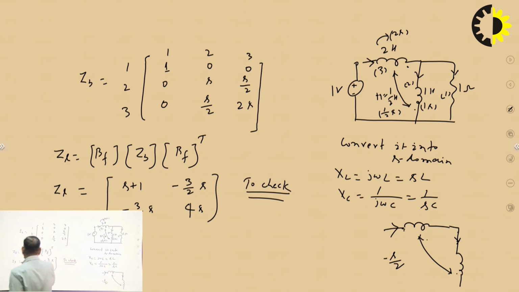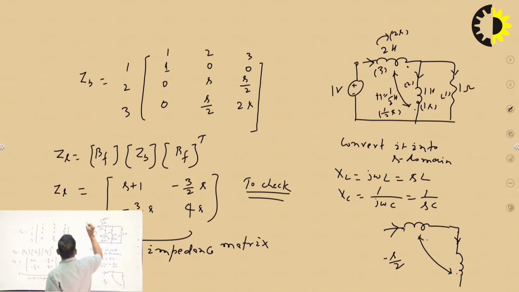We have the Tieset matrix, multiply Tieset matrix with the branch impedance matrix, and the result of this is multiplied with the transpose of the Tieset matrix, and we can get the loop impedance matrix. So this is your loop impedance matrix.